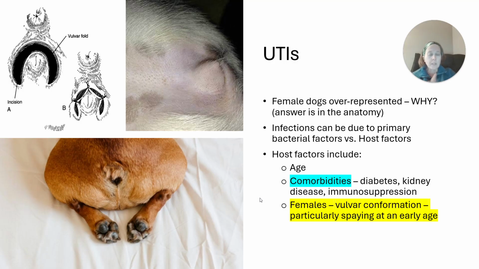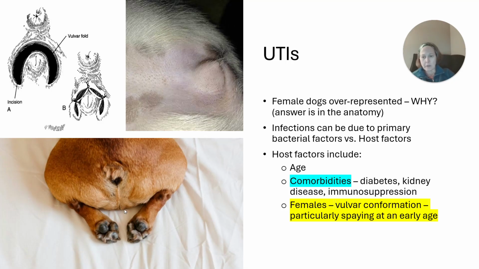So diabetes, kidney disease is also a big one, as is immunosuppression. Now, in female dogs, and shockingly, this is a bulldog butt on either side here, female dogs that have a redundant skin fold over their vaginal vault, over the labia there, that little skin fold traps moisture, and it allows for bacterial overgrowth to occur very, very easily.